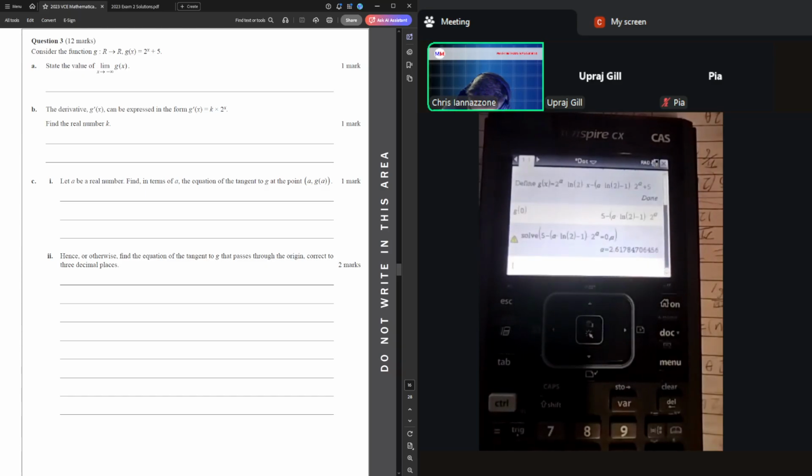Now this is supposed to be to some number of decimal places, so I'm happy to control enter on that one. And now that we have a, that's not quite the answer though. We don't want to find a, even though that helps a lot. We want to find the equation of the tangent under these conditions. So now that we have a, what can we do with it?